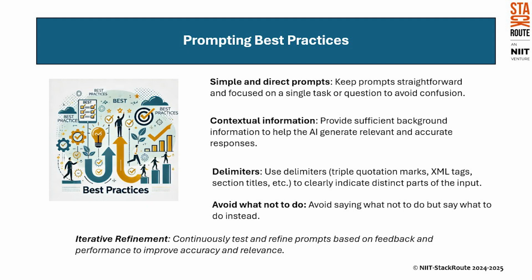Next is add context. Giving a bit more detail helps the AI give you a better response. Instead of asking, "What's the status?" try, "What's the status of our marketing campaign for Q3 2024?" Then use delimiters. Markers like colons or quotes help the AI focus on what's important. For example, "Please summarize the following report. Insert report text here." Next is to focus on what you want. Instead of telling the AI what not to do, say what you want. Instead of, "Don't use technical jargon," try, "Please summarize in simple, everyday language." And lastly, refine your prompts. Start broad and get more specific if needed. If, "Can you summarize this?"